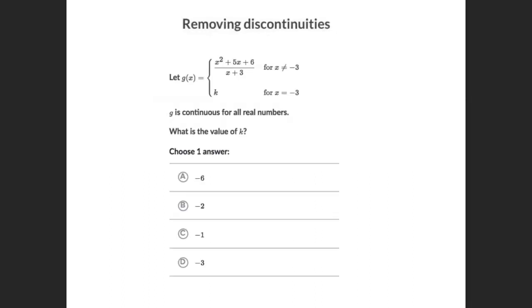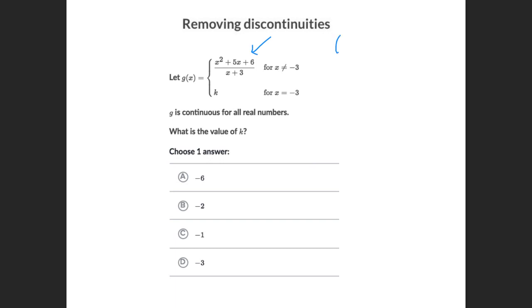So this problem right here says removing discontinuity. In this problem, it wants you to make this a continuous function. So you have to find the value for k that fills it in. Looking at this problem, the thing I'm thinking about is this graph probably has a hole in it. So how am I going to find what the hole is?